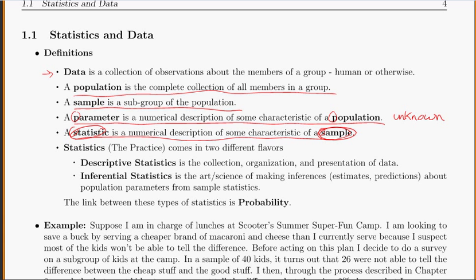Statistics, the art and science of statistics, comes in two forms. Descriptive is where you take data and organize it and take averages or medians or quartiles and things like that. And inferential statistics is when you take sample data or sample statistics and make guesses about population parameters. That's sort of the guessing game. And the connection between these two is probability.